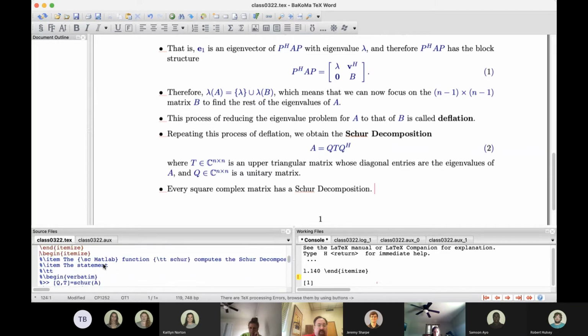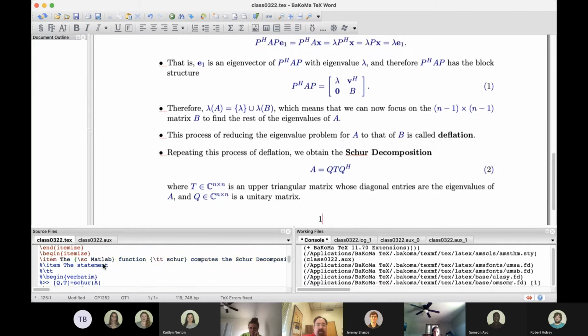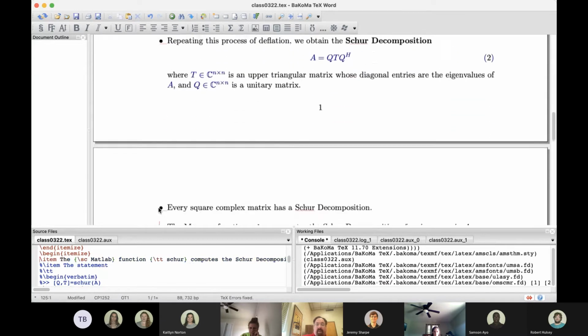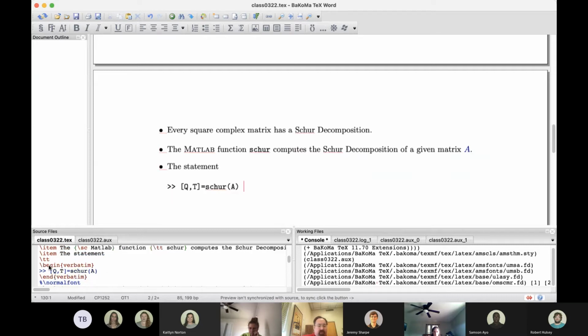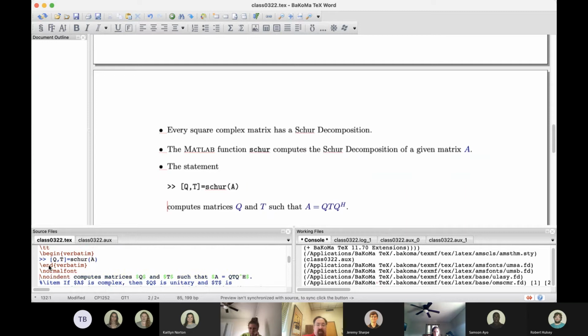Now we have an easy way to get that in MATLAB. MATLAB provides a schur function that computes it. So if you do schur of A, it gives two outputs. The first output is your orthogonal matrix Q, or unitary matrix Q, and then the second output is an upper triangular matrix T that has the eigenvalues.